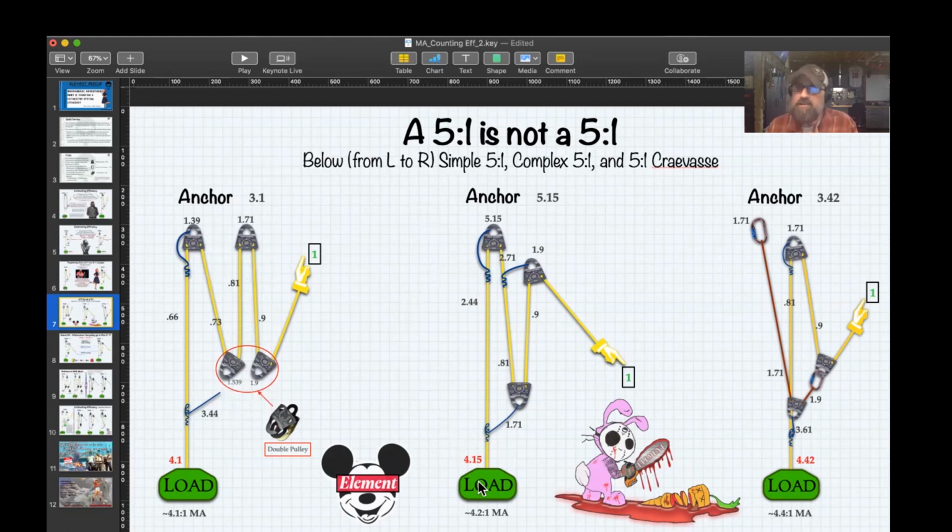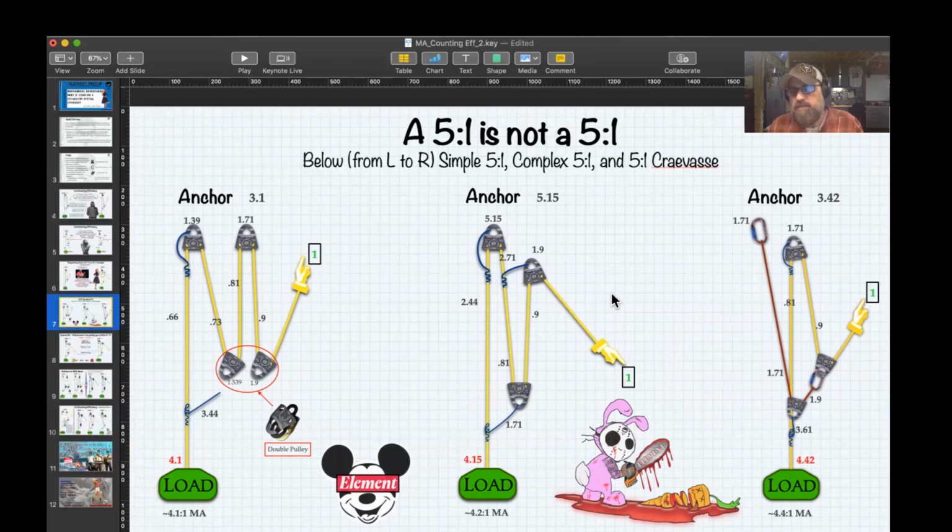Because you use one less pulley, you did not input another 10% of friction into your system as you did with your simple system. Now with that complex, you have multiple resets. So we're not talking about efficiency of operational use. We're just talking efficiency of utilization of force in it.